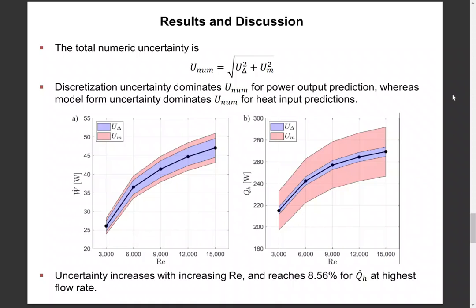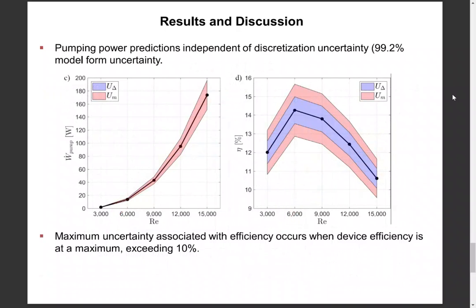Model form uncertainty typically played a major role in the uncertainty of system response quantities within the fluid domain. The uncertainty in system response quantities increases with increasing Reynolds number, and the uncertainty is non-negligible, exceeding 8% for both power output and heat input. The notion that model form uncertainty plays a major role in the fluid domain is further substantiated by predictions of pumping power, where discretization uncertainty had almost no effect on predictions. The uncertainty with pumping power predictions increased with increasing Reynolds number and reached a maximum value of approximately 12%.